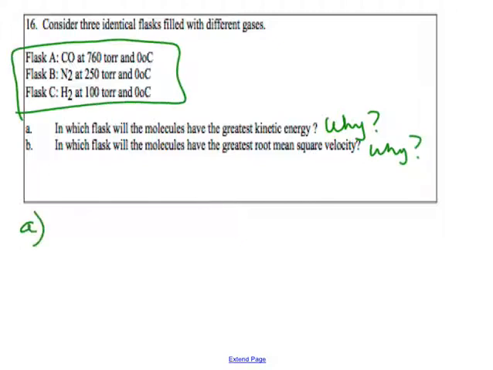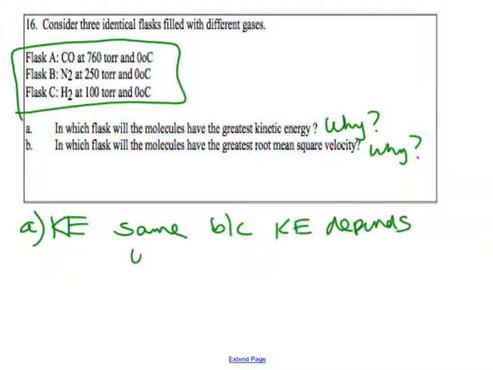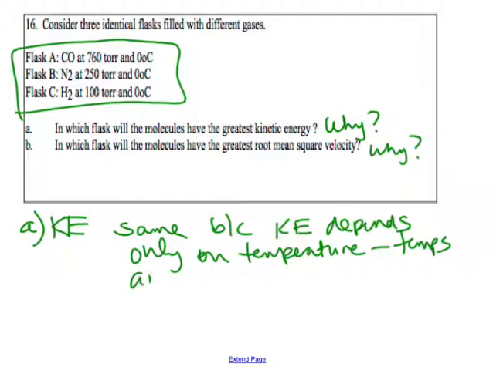Part A, we're looking at kinetic energy. Why are they all the same? Okay, and I don't want you just to say temperature's the same. What would be a better answer? Same because, yes, kinetic energy depends only on temperature. And then you can say temps are the same. I need you to indicate that that's the reason you're choosing temperature, because you're aware of that relationship.